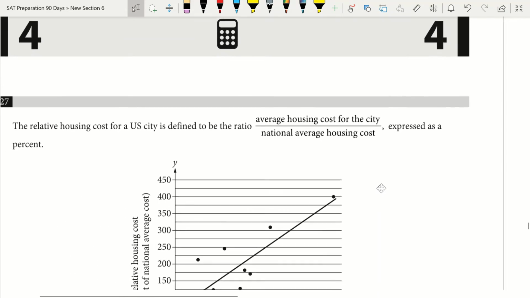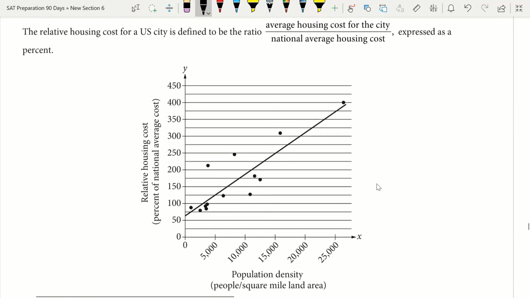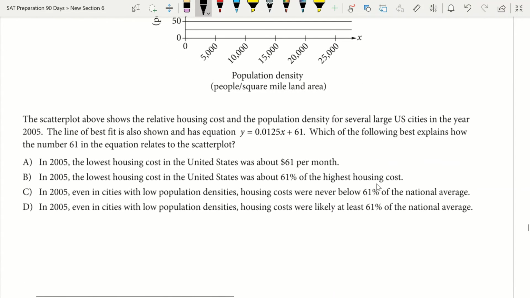Now we've got 27. So we've got the relative housing cost for U.S. cities defined to be the ratio of the average housing cost for the city over the national housing cost, expressed as a percent. I've got the graph of it. The scatter plot shows relative housing. The line of best fit is also shown and has an equation, y equals 0.0125x plus 61. What best explains how the number 61 in the equation relates to the scatter plot?